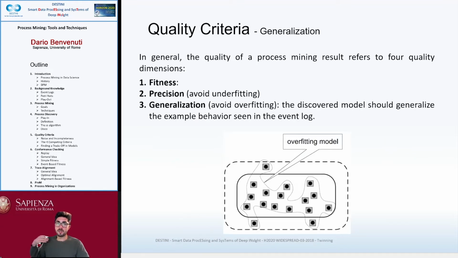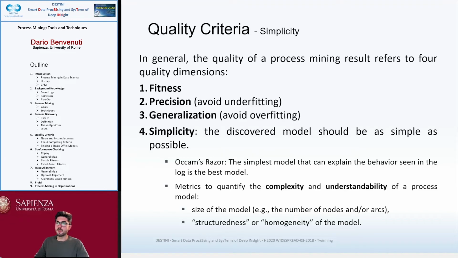And then we have generalization, and this is something that is mixing the first two qualities. And as you can see in the picture, for example, we should not have a model that can allow only for exactly the observed behavior; it should be more general. And finally, we have simplicity. So, of course, the discovered model should be as simple as possible, should not be more complex than needed.